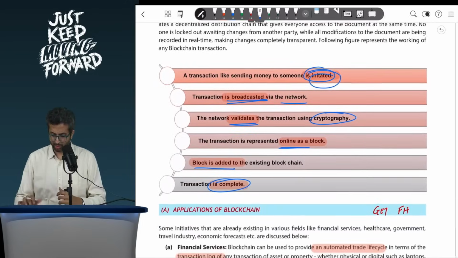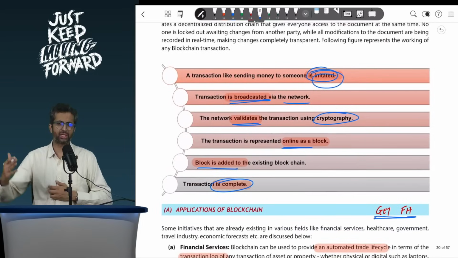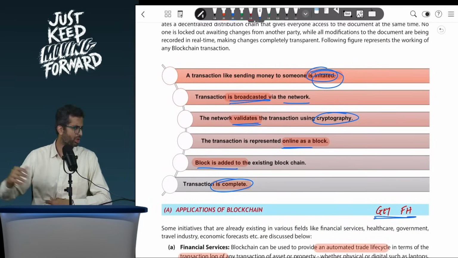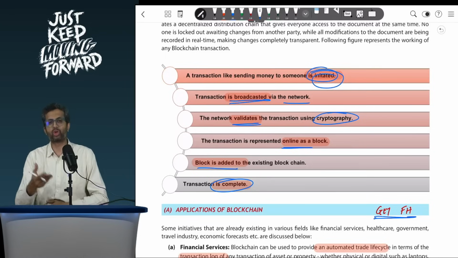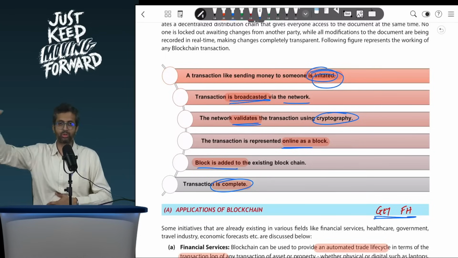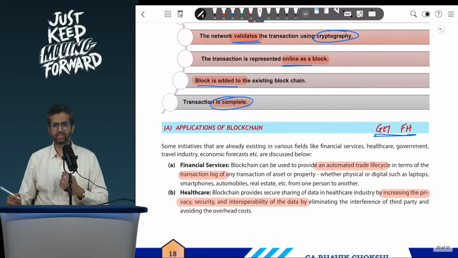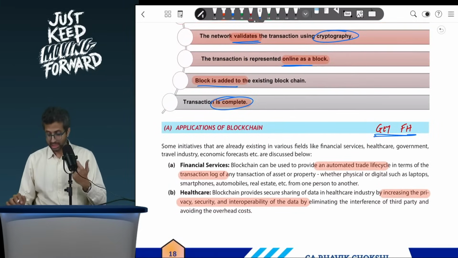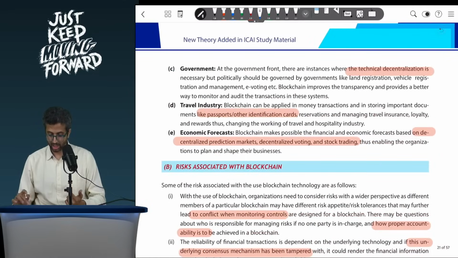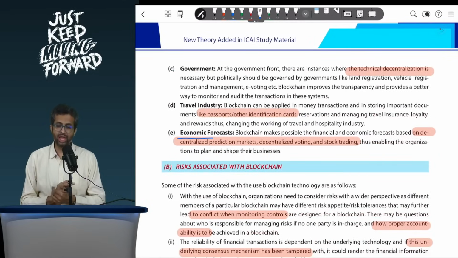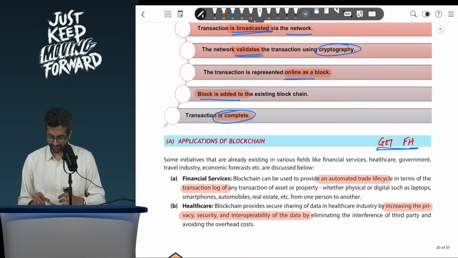Okay, the applications of blockchain. There are a lot of applications. You would have even done this in FR, in accounting and technology. At least from your AFM standpoint, you can also have some other applications. There is GETFH. So what is GET? G is application to the government. E is your economic forecast, it will help. T is the travel industry, and you have FH, which is financial service.